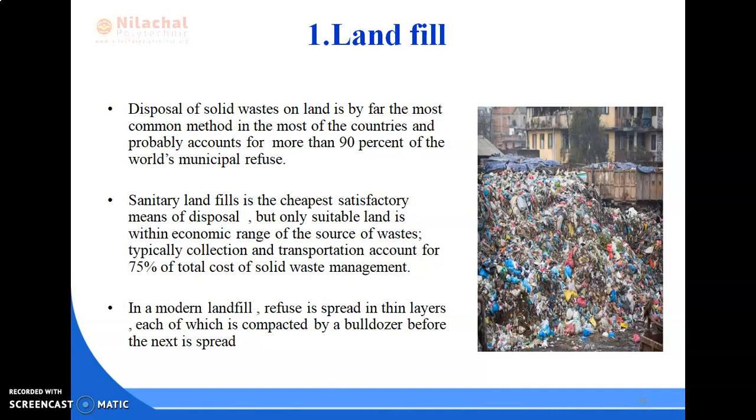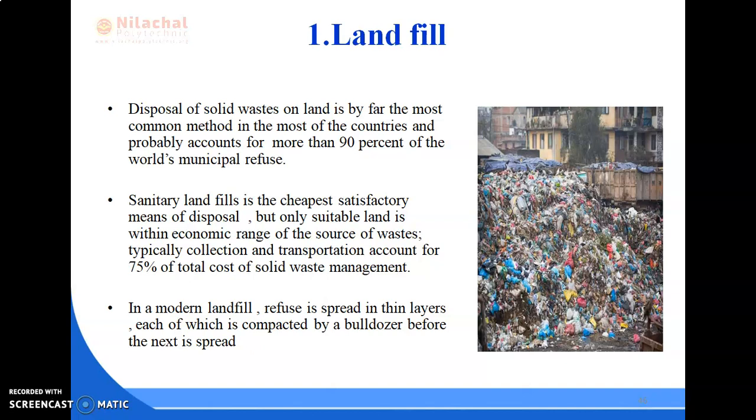Disposal of solid wastes on land is by far the most common method in most of the countries and probably accounts for more than 90% of the world's municipal refuse. Sanitary landfill is the cheapest satisfactory means of disposal, but only suitable land within economic range of the source of wastes. Typically, collection and transportation account for 75% of total cost of solid waste management.